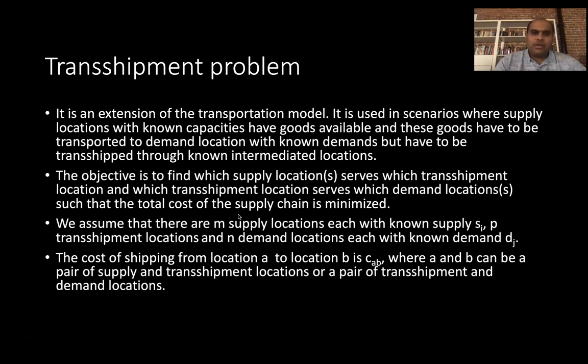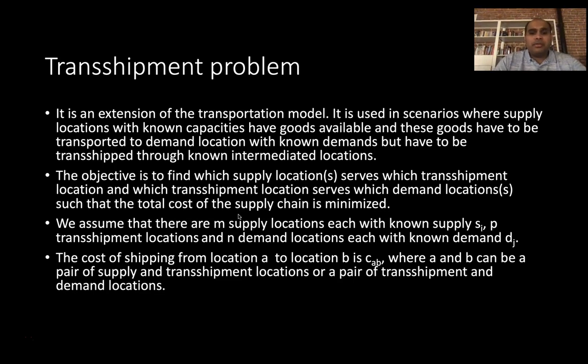It is used in scenarios where we know the supply, just like the transportation problem. We know where our supply locations are, and we know what our demand locations are. But supply doesn't travel directly from the supply locations to the demand location. Goods go from the supply locations to intermediate or transshipment locations, and then from the transshipment locations they are transported to the demand locations. We can think of manufacturing plants, distribution centers, and say retail locations. It's something along those lines. So it's a much longer supply chain than just directly from supply locations to demand locations.